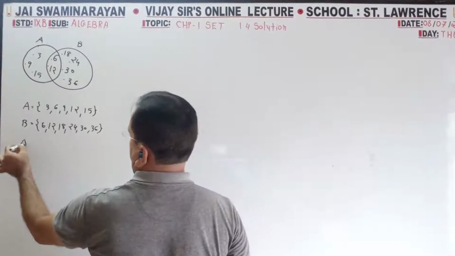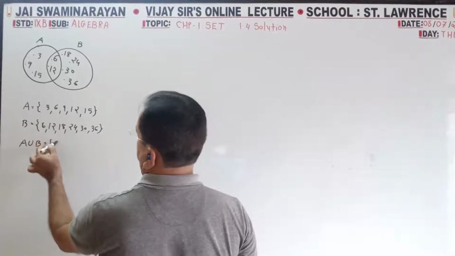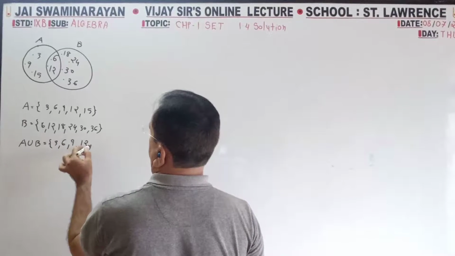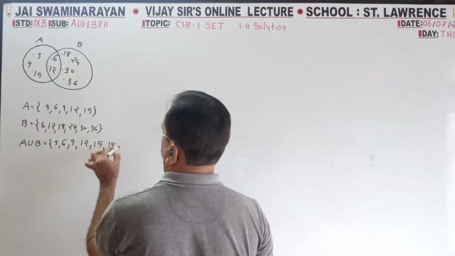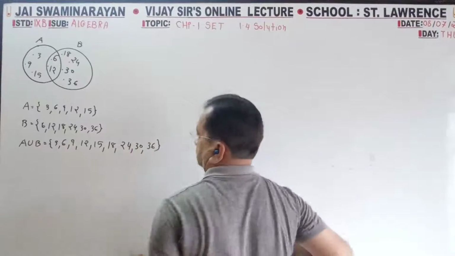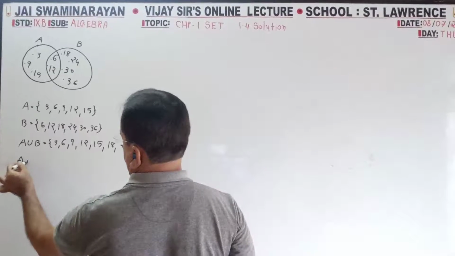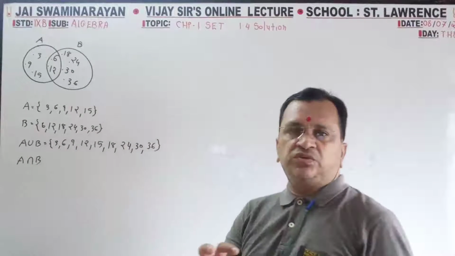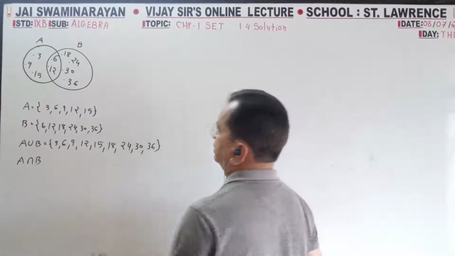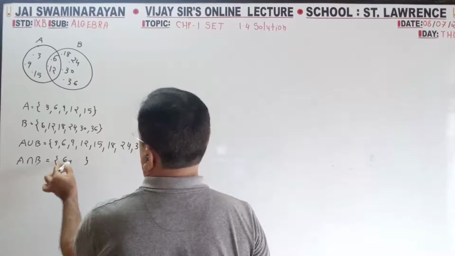Okay, now what is A union B? Overall: 3, 6, 9, 12, 15, 18, 24, 30, 36. What is the intersection? Common. Union means you have to combine A and B both. Intersection, only the common things: 6 and 12.